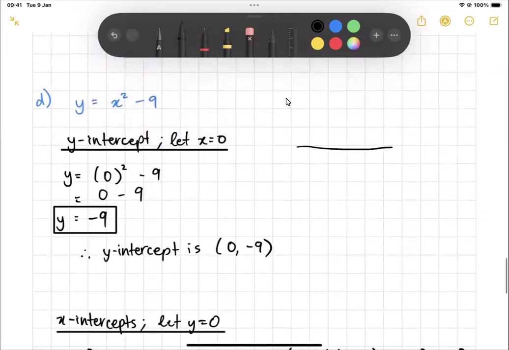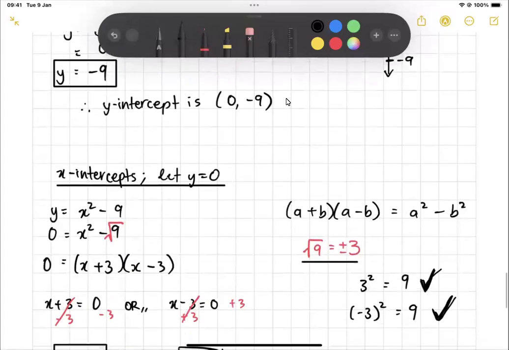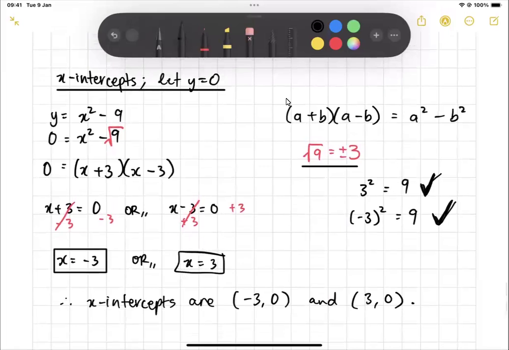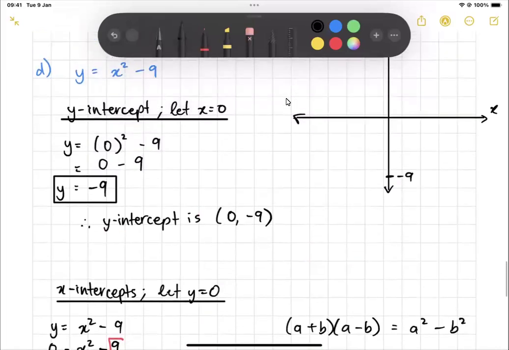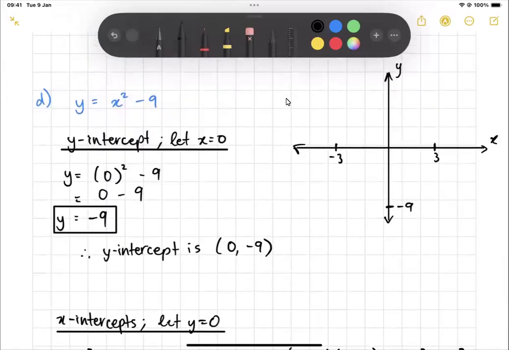So I'm just going to sketch it here. Once again, when sketching, it doesn't have to be perfect as long as it looks the right shape and you've got the right intercepts. So the y-intercept is (0, -9). So this is -9 here. Then my x-intercepts: one is (-3, 0), and the other one is (3, 0). So (-3, 0), let's say it's about here. (3, 0), let's say it's about here. Put a dot on all these three points here.